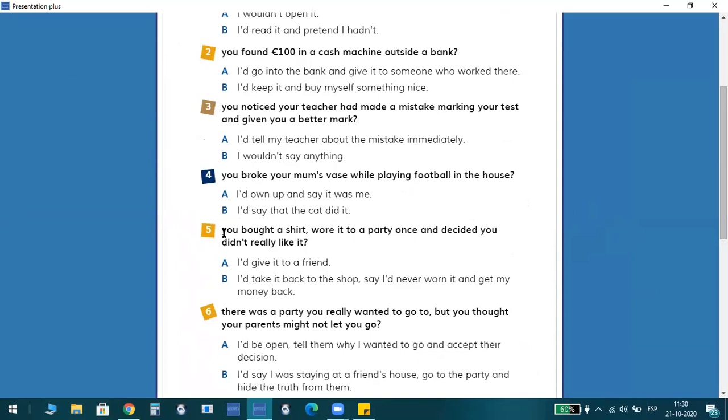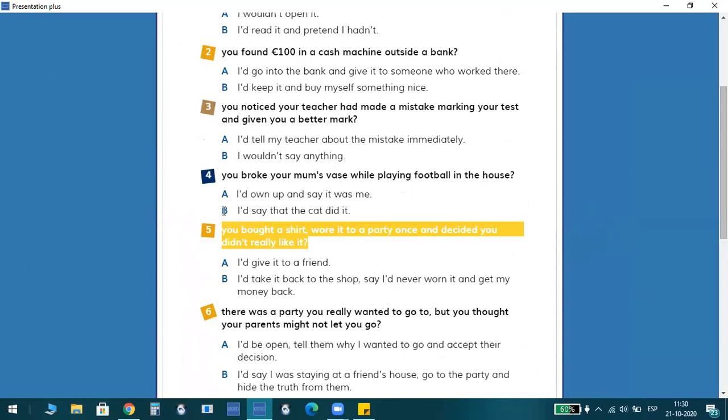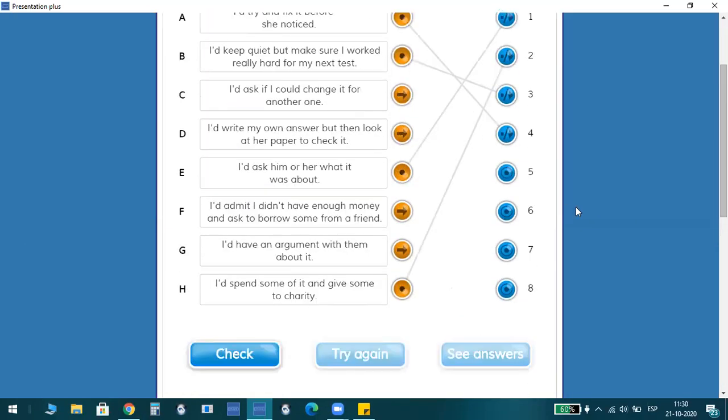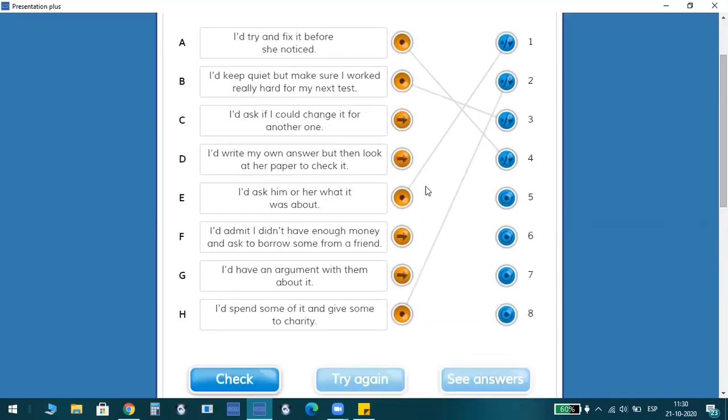That's it. You bought a shirt, you wore it to a party once, and you decided you didn't like it. La C. All right. ¿Qué harían ustedes en ese caso? Would you give it back? Or would you just give it to another person? Would you take it back? Or give it to another person? Yo lo guardaría. You would save it. Okay, maybe for later. Maybe later you would like it.